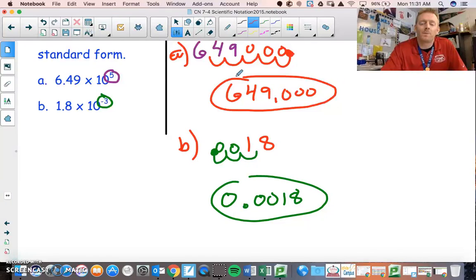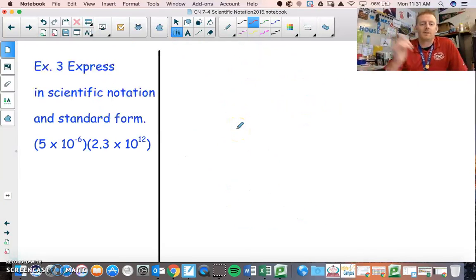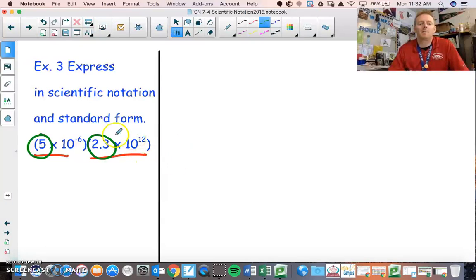All right, so as you can imagine, these are things that you learned probably in previous years. Here's how I make it harder. We take and we multiply scientific notation numbers together. So I'm going to multiply the like terms. It's not probably the correct terminology, but it's the same idea. I'm going to multiply my numbers that are in the front together, so my 5 times my 2.3. And then I'm going to multiply together my powers.